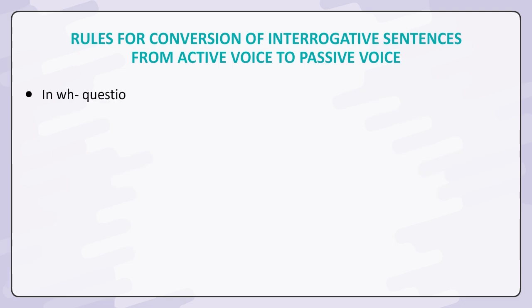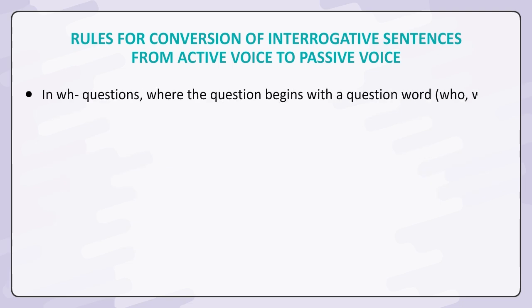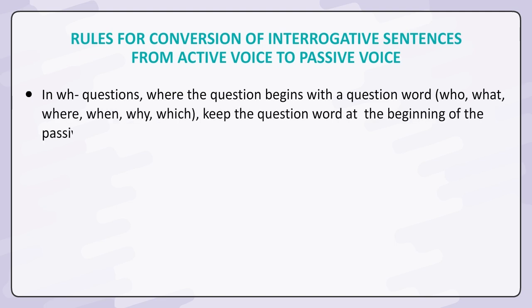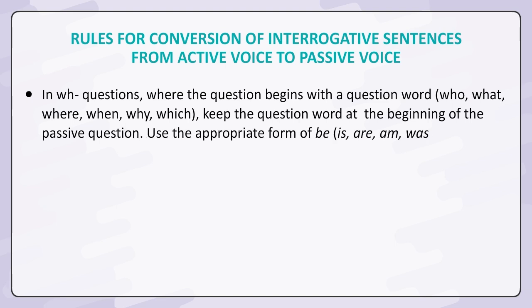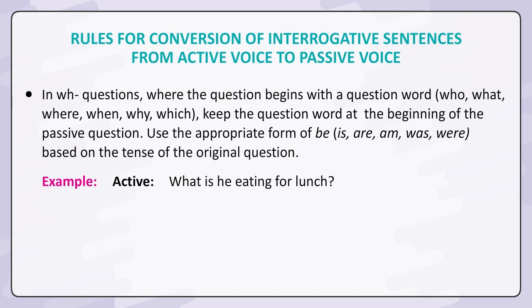In WH questions, where the question begins with a question word (who, what, where, when, why, which), keep the question word at the beginning of the passive question. Use the appropriate form of be (is, are, am, was, were) based on the tense of the original question. Example: Active, what is he eating for lunch? Passive, what is being eaten by him for lunch?